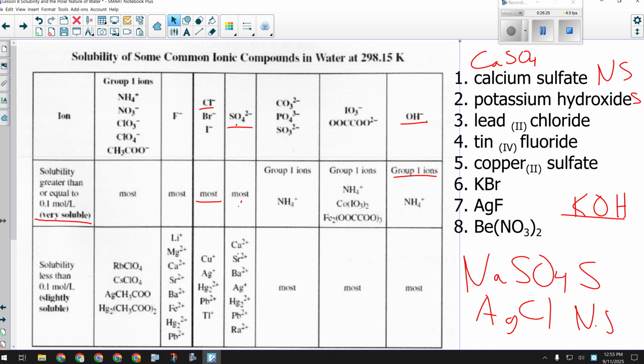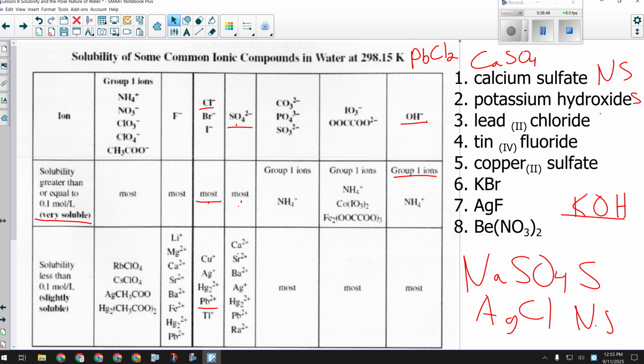How many people have done number 3? Okay, let's look at 3. Lead 2 chloride. So that's Pb, the 2 plus kind, so that'll be PbCl2. All right, so chlorine's right here, soluble with most things, but I do see lead 2 plus is down in the lower row. So this is not soluble.